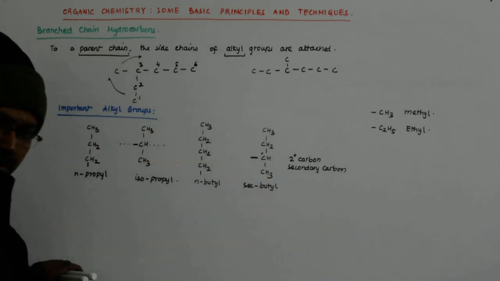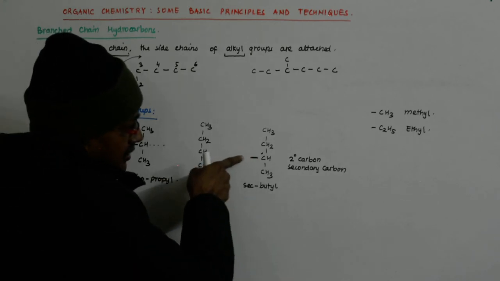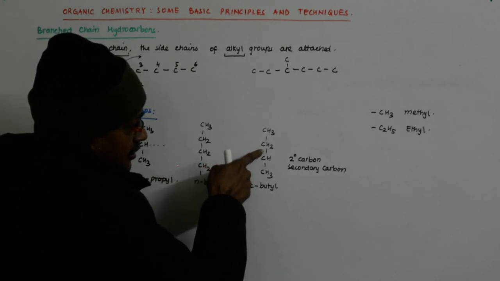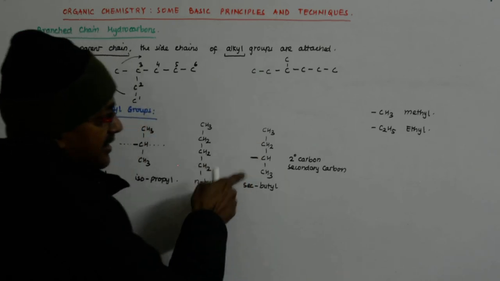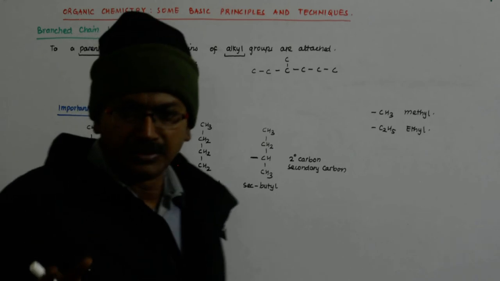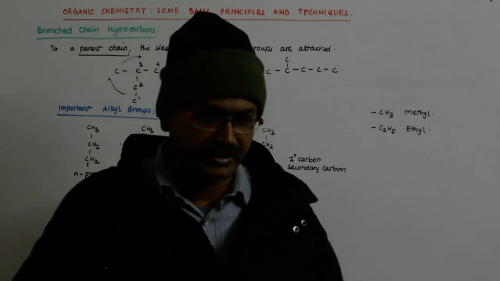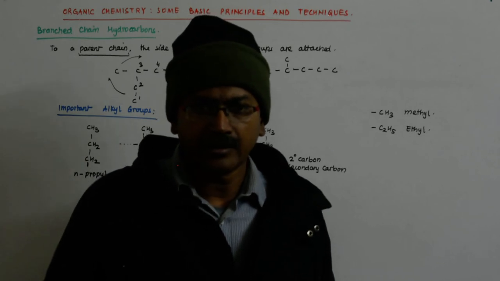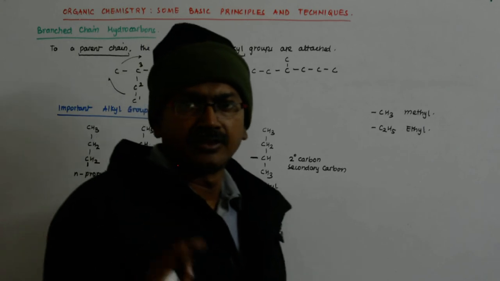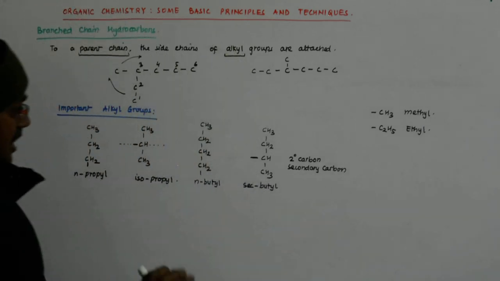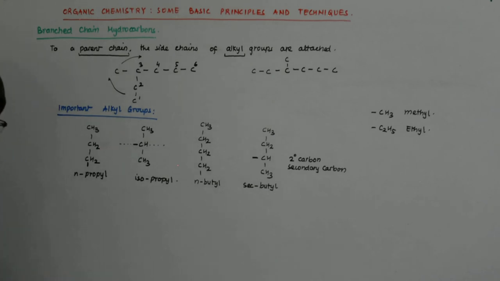Whatever attaches to this carbon, it attaches to such a carbon that this carbon in turn is attached to two carbons. So it is called a secondary kind of thing. It will always hold such. The very first chapter that you start in class 12th starts with the concept of this. So that's why it is sec butyl.